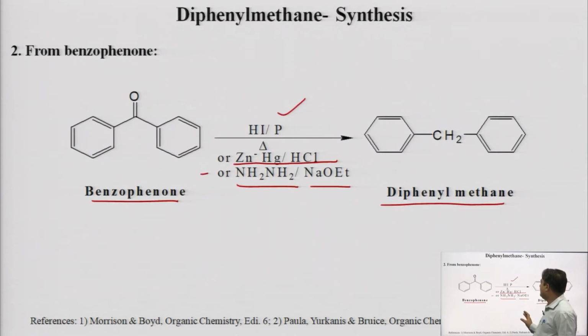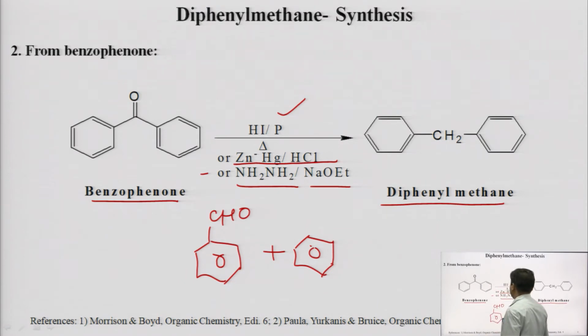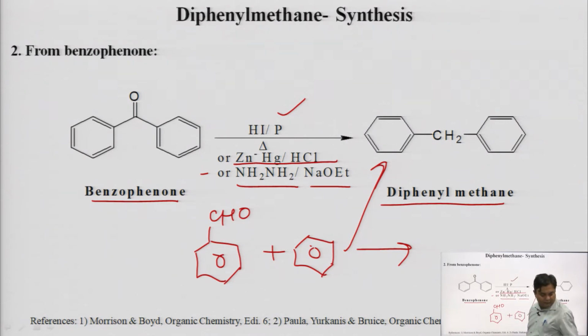Diphenylmethane can also be obtained by the reaction of benzaldehyde with two molecules of benzene. So benzaldehyde reacting with benzene also gives diphenylmethane as a product. However, it is not used widely because of the low percentage yield.